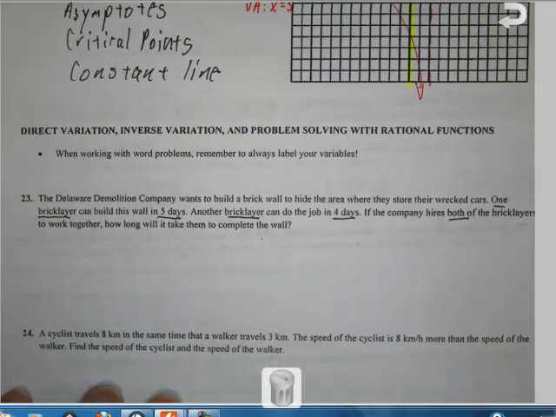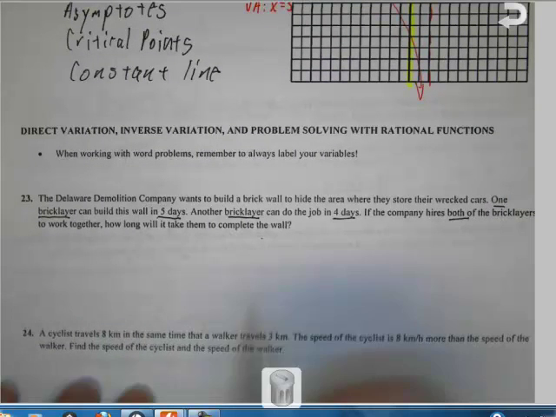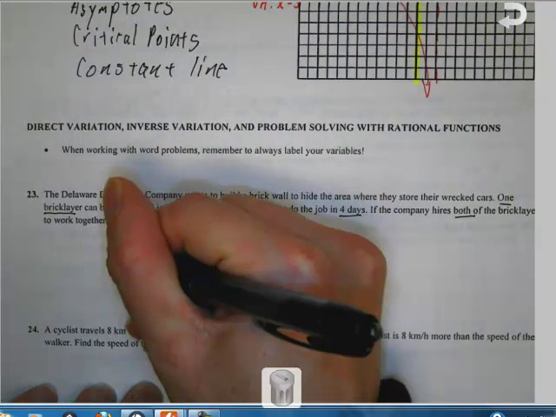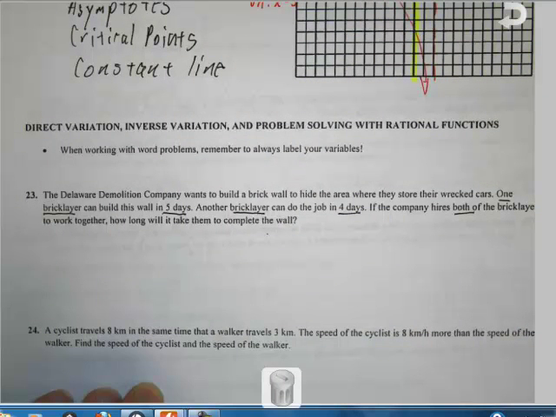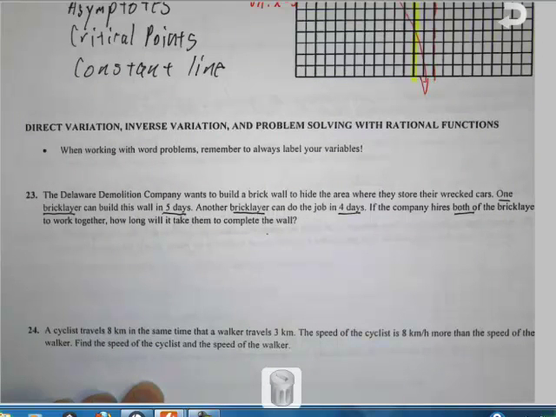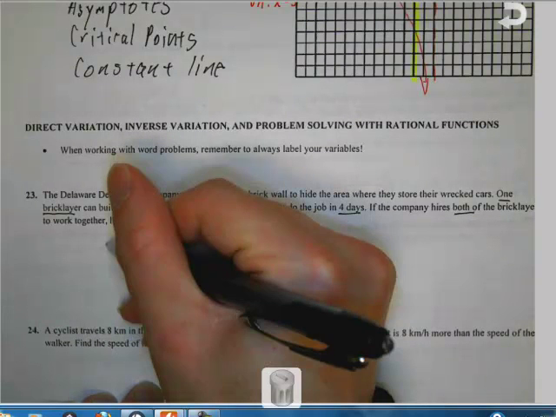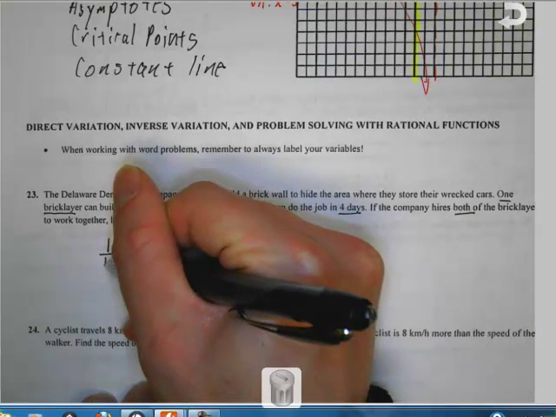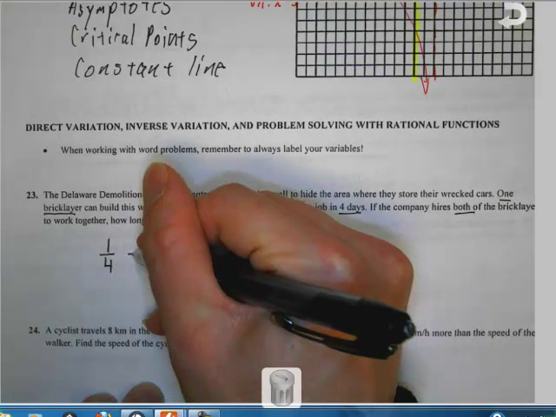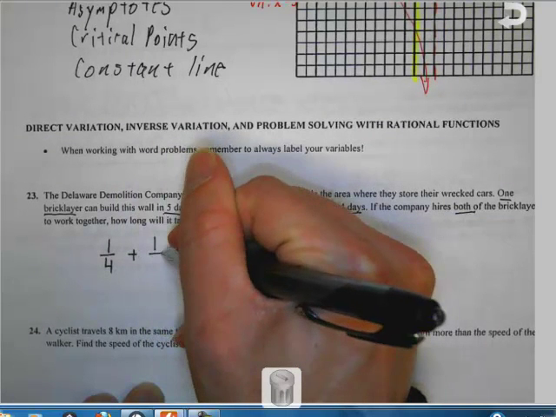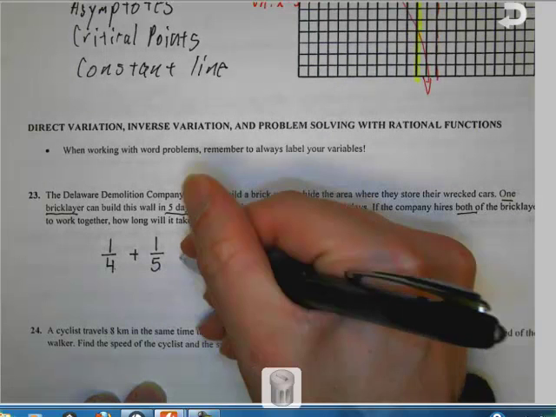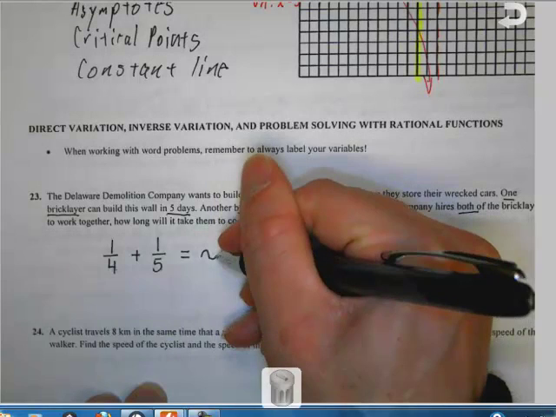Well, the easy way to do this is to understand that the guy who takes 5 days is slower than the guy who takes 4 days. In any given job situation, you do this as 1 over 4, because it takes the first guy 4 days to do one job. Then you take 1 over 5 because it takes the other guy 5 days to do the job. You're adding them up because they work together, and the time would be x.